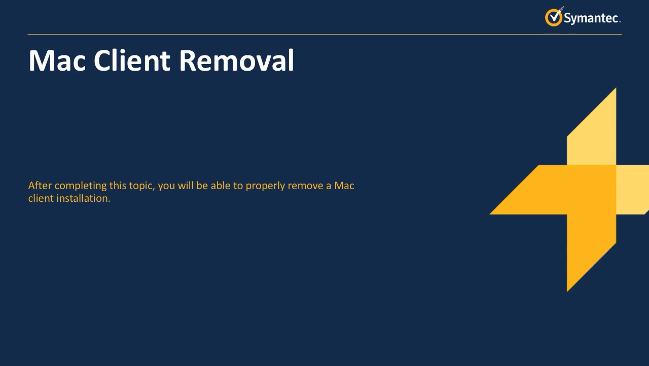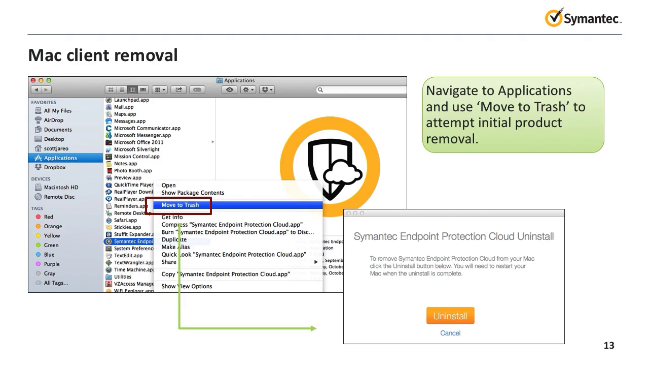This is the Mac client removal topic. After completing this topic, you will be able to properly remove a Mac client installation. Should you need to remove an installation of Endpoint Protection Cloud from a Mac operating system, begin by attempting to directly uninstall the program by navigating to Applications, select the application, and use Move to Trash to begin the process. When prompted, click the Uninstall button.